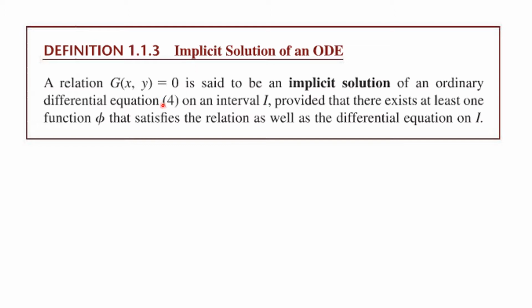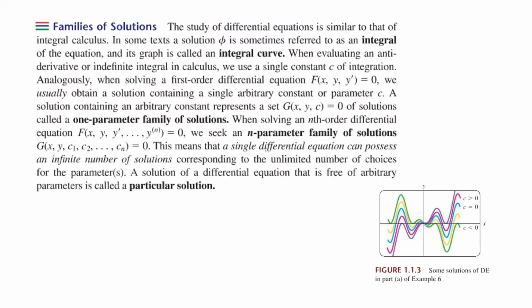Also, we can have solutions that are implicitly defined. Here we have g of x, y is equal to 0. That could be a solution if at least one function phi, where phi is equal to y, satisfies the relation as well as the differential equation on I. We've seen examples of this as well previously.